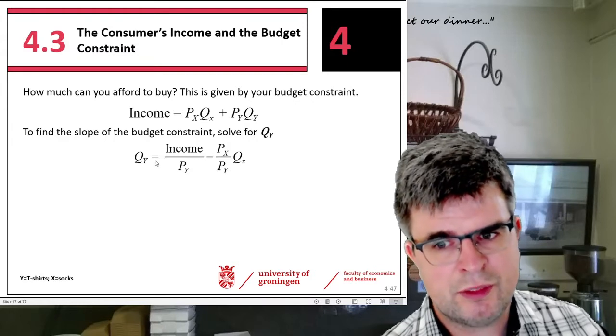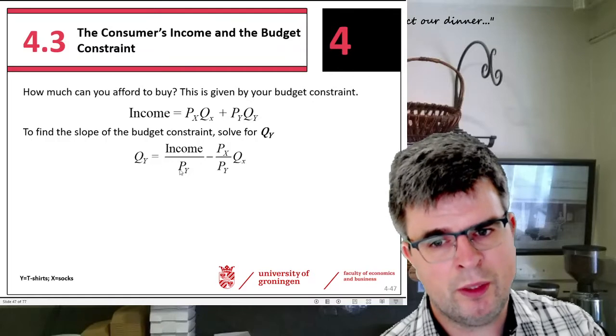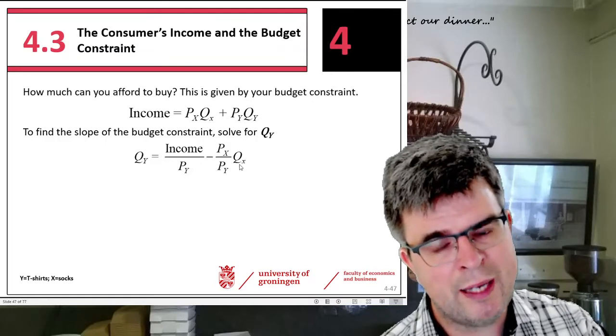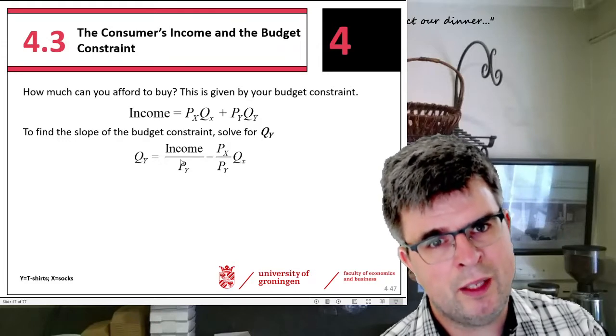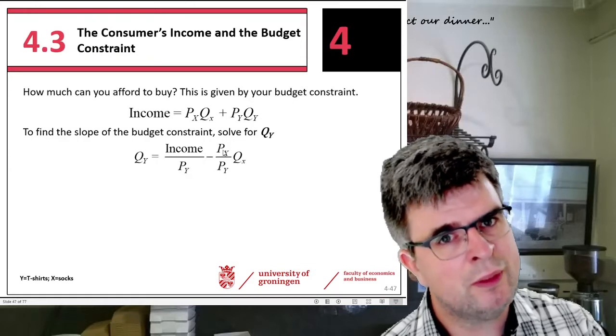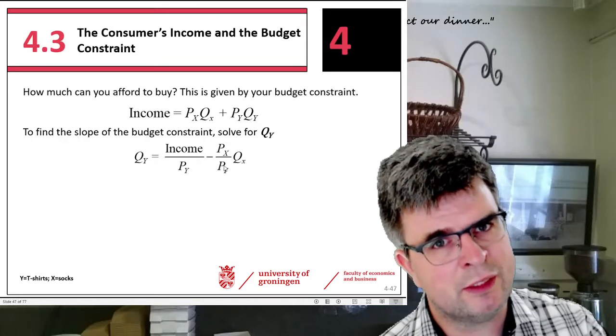And that gives us the slope of the budget constraint. It also tells you that if we don't consume any units of good x, so qx is equal to 0, then we are at the intersection with the y-axis, and that intersection is equal to the level of income divided by py, because this term cancels out as at the intersection qx is identical to 0.